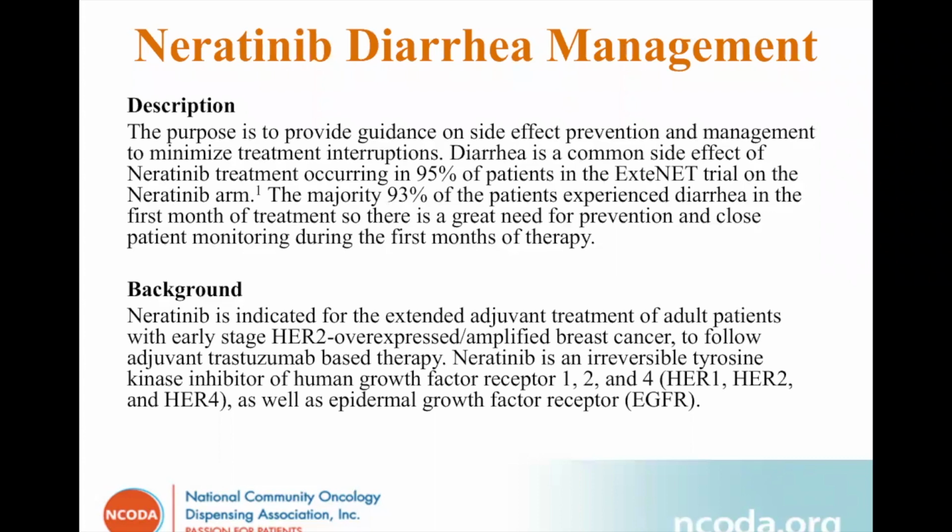Quick background on neratinib. It's indicated for the extended adjuvant treatment of adult patients with early stage HER2 overexpressed amplified breast cancer, to follow adjuvant Herceptin or trastuzumab based therapy. It's an irreversible tyrosine kinase inhibitor of HER1, 2, and 4, as well as EGFR, which is thought to be the mechanism of this diarrhea. Also, one quick thing, the median onset is about 8 days for diarrhea, lasting about 5 days, but honestly, in practice, we've seen it all over the spectrum.